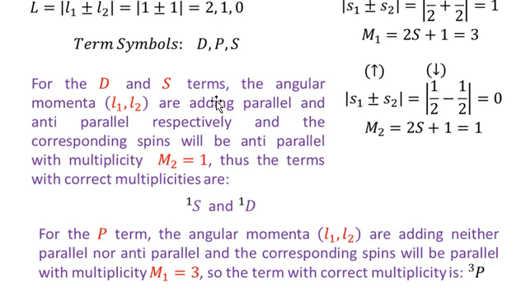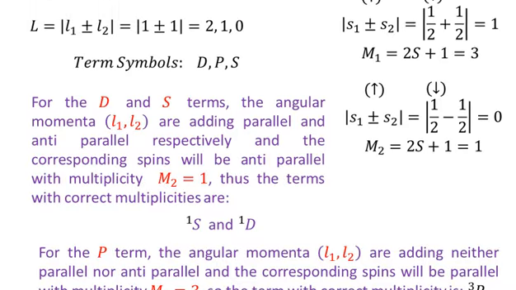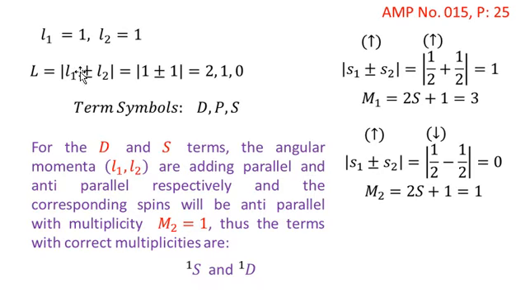For the D and S terms, you see that D and S terms are directly obtained by the addition and by the subtraction. That's L1 plus L2. When they are aligned with each other, that is L1 and L2 have the same direction, we get 2 over here. But when L1 and L2 are oppositely directed, we get 0 over here. So what about 1? 1 can be obtained when L1 and L2 are non-parallel, that is neither parallel nor anti-parallel. And in that case, we are using the multiplicity.